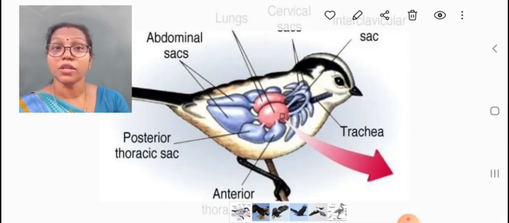And children, the structure of wings, the flapping of wings, and the air sacs connected to the lungs, all these are the features that help a bird to fly in the air. So children, I hope you understood how a bird moves in the air. Thank you.